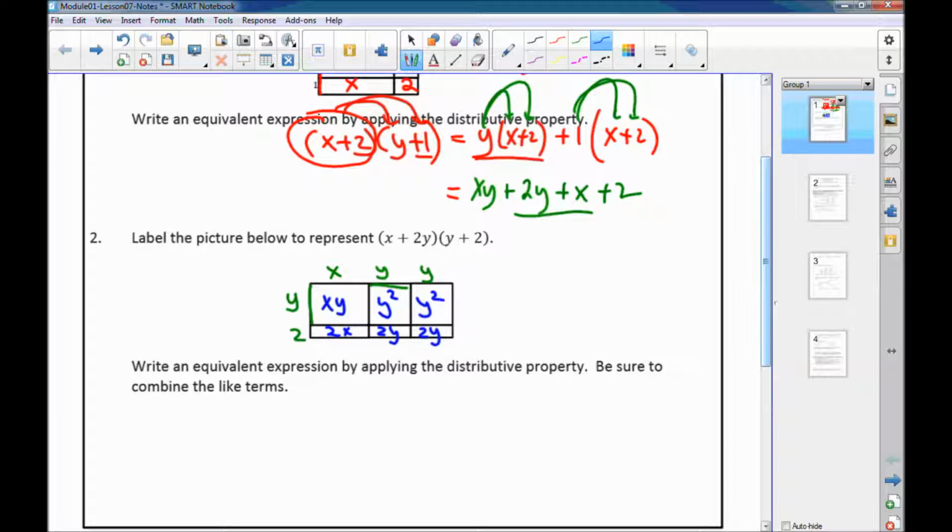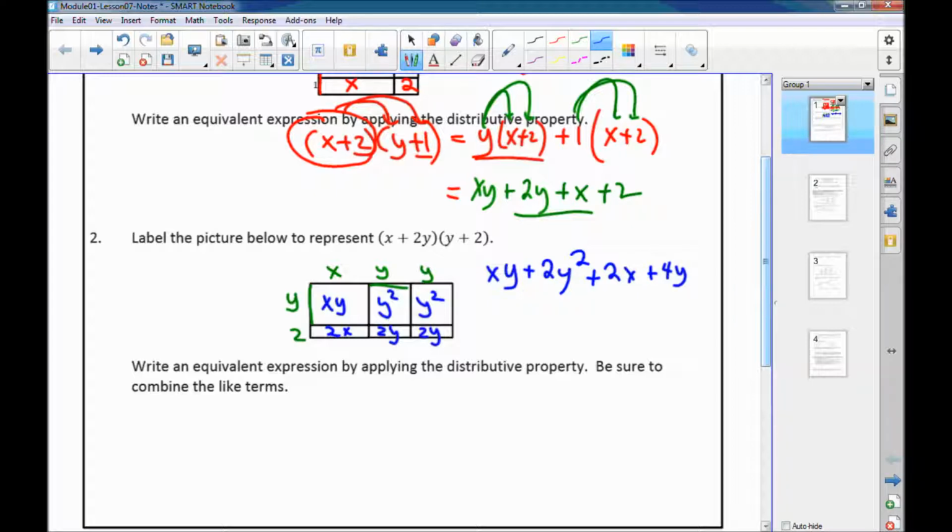Now we have to combine our like terms. Okay? So we have xy, and then we have y squared twice in here, so that's 2 of them, so 2y squared. And then we have a 2x, and then we have 2y twice in here, so 2y plus 2y will give us 4y for that area.